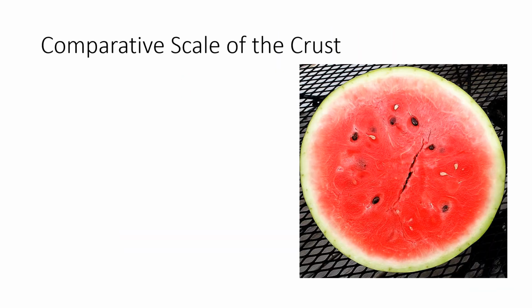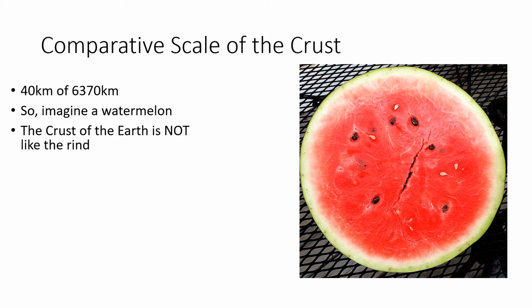When we compare that entire planet with a radius of 6,370-something kilometers to the center, let's compare that to a watermelon. So I think my watermelon here is going to be 30 centimeters in diameter. So 40 kilometers out of this 6,370 kilometers, that's not like the rind of the watermelon. That's too thick.